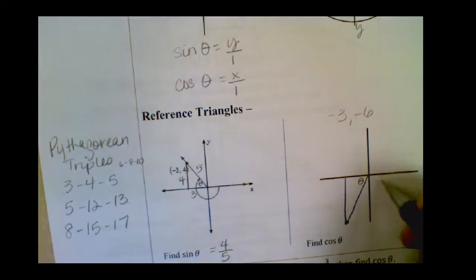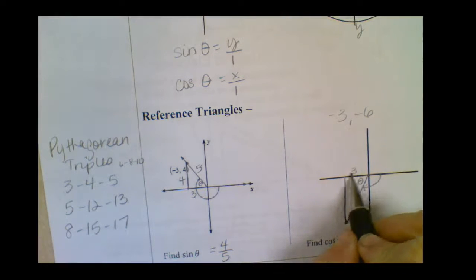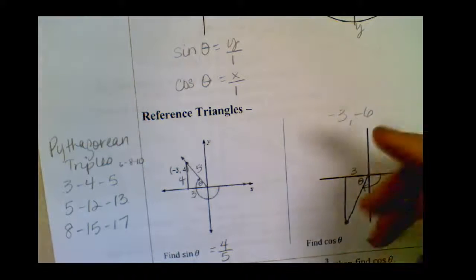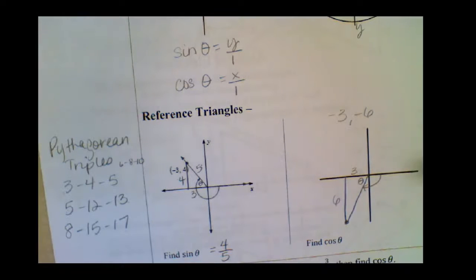Let's make this my theta because that's coming there. Okay, so I know that I went over 3 and down 6. We're going to talk in a little bit about when you have positives and negatives and all of that, but measures of anything can't be negative. Even though it's sitting in a negative space down here in the third quadrant, the length of that triangle is 3, the width is 3, the length is 6.